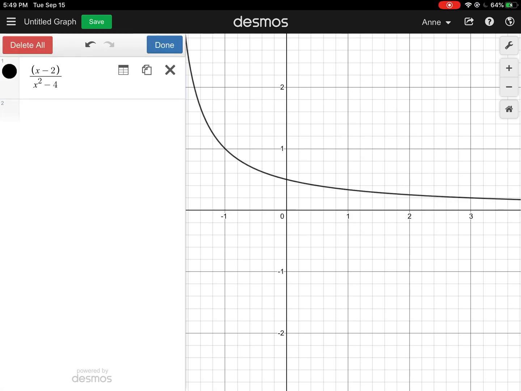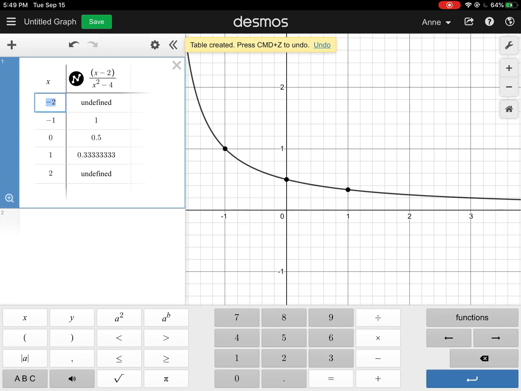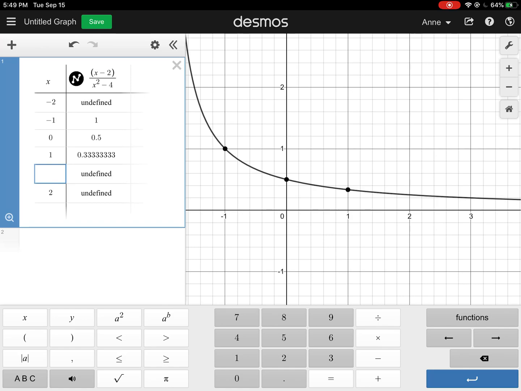If you hit the little gear button above your function, notice you have a table guide. So we're going to put in a 2. Notice at 2 right here, it's undefined. Well, I want to know what's happening near 2. So I'm going to go to 1, and then I'm going to hit the return key, the little blue arrow, and I want to get close to 2.